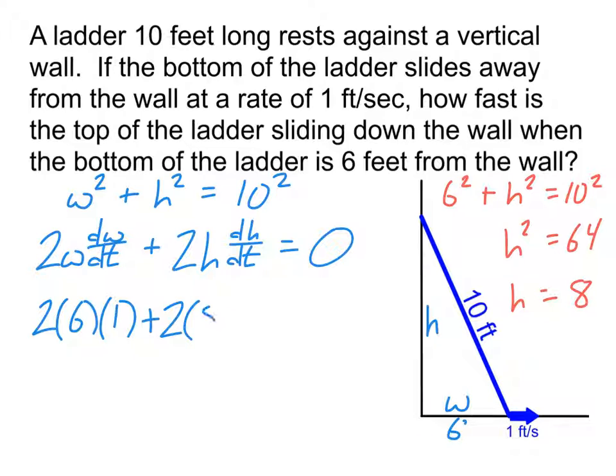So I did a little extra calculation on the side there. I found that h was 8. dh over dt, do I know what that is? No. If I knew what that was, I would have just put that down as my answer, because remember, that was the part we were trying to figure out. So I just leave that as dh over dt. Now solve that equation for dh over dt.